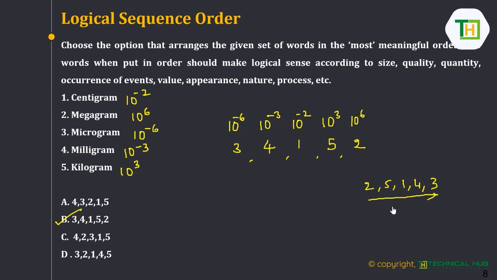Many of the people said it is based on quantity, okay. Value or quantity or size: 3, 4, 1, 5, 2. Good. So we'll move on to the next one from directions.